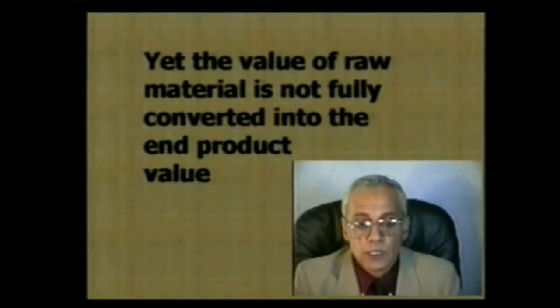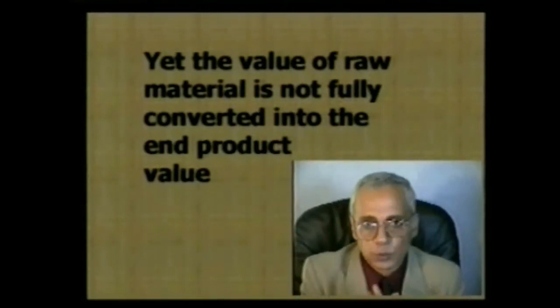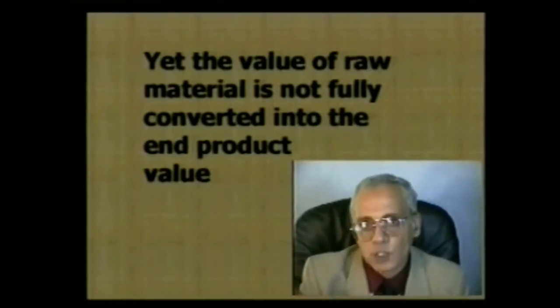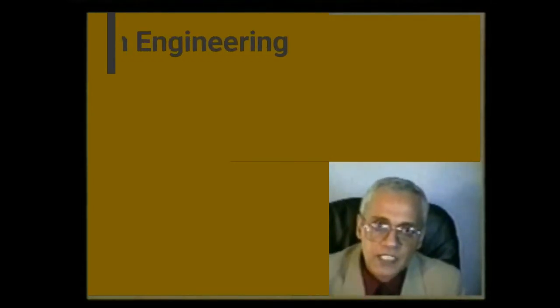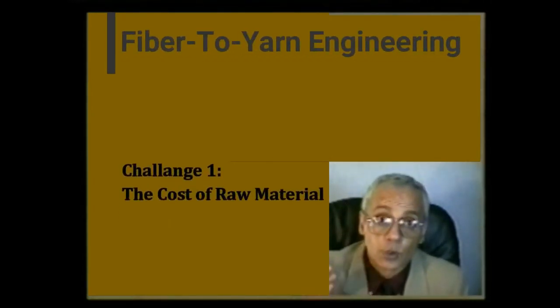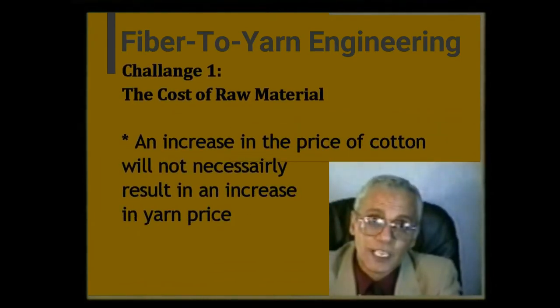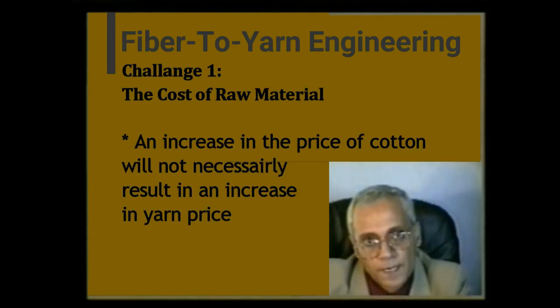Meaning that despite the high contribution of the cost of raw material to the overall yarn manufacturing cost, an increase in the price of raw material today will not result in an increase in the price of yarn or retail product tomorrow. Why? Simply because the marketplace will not allow such a corresponding correlation.